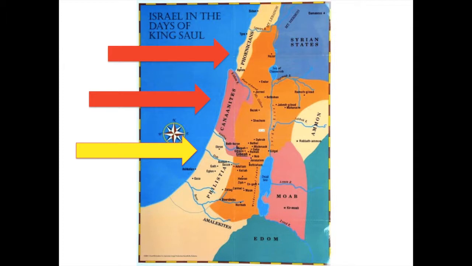And why do I have a different color pointing to the Philistines? Well, because during the time of Samuel as a judge and Saul as a king, there really wasn't a whole lot of interaction between Israel and the Phoenicians. There was some interaction, but not a whole lot, between Israel and the Canaanites. But there was a lot of interaction between Israel and the Philistines. The Philistines become major players in the story as we come to the book of 1 Samuel.